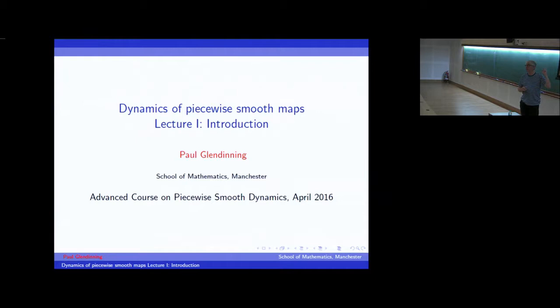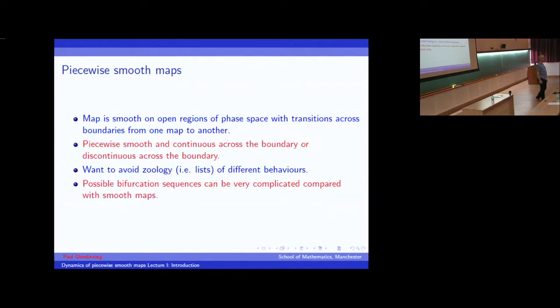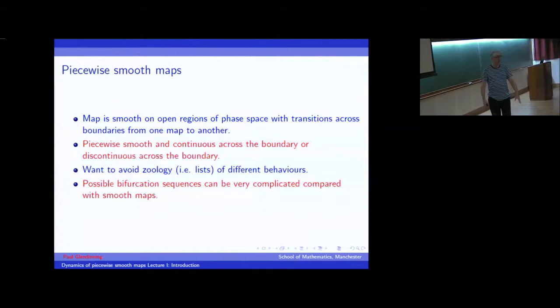So anyway, it's a course on piecewise smooth maps. You know about these, you've been hearing about them all week. So what have we got? We've got a map. We've got areas of phase space on which we have perfectly nice, ordinary, smooth maps defined, and then we've got boundaries across which the map can change. And the map can be continuous, but with discontinuities in the derivative, or it can be completely discontinuous.